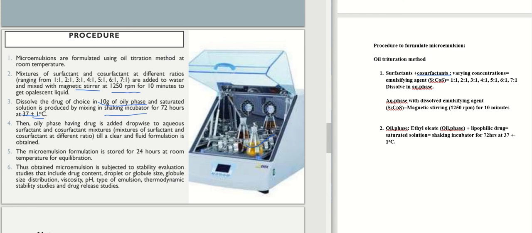This is the major difference in the formulation of microemulsion and macroemulsion. In macroemulsion we'll be maintaining the temperature at not less than 60 degrees centigrade. It will be 60 to 65 degrees. The aqueous phase will be maintained at 65 degrees and the oily phase will be maintained at 65 degrees. Whereas in this formulation of microemulsion, we will be maintaining the temperature at 37 degrees plus or minus 1 centigrade. Now we are ready with the oily phase after 72 hours.